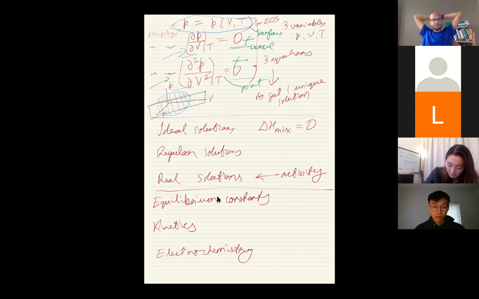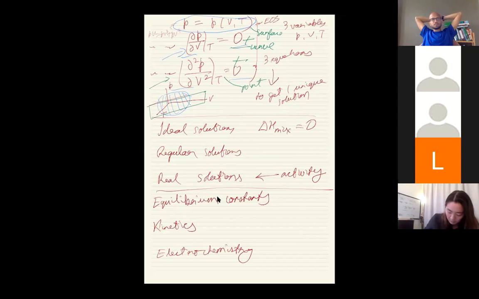Good. Any other questions? Yeah, so what are the curves that define the boundaries for the region of the supercritical fluid?